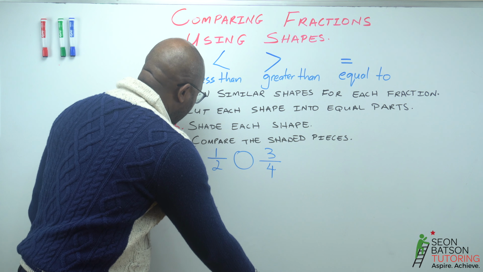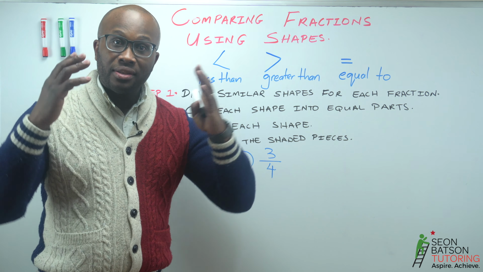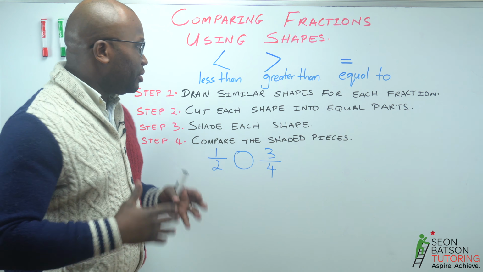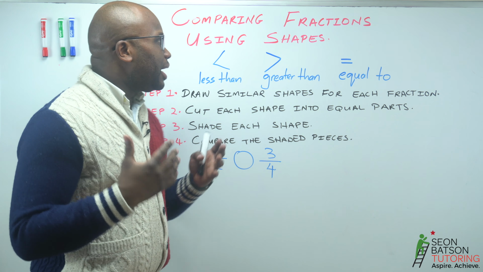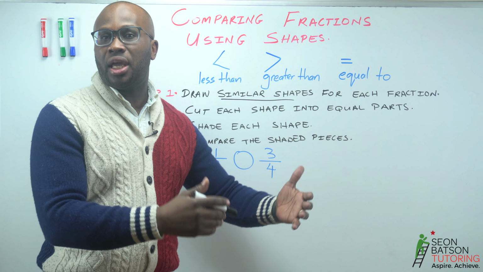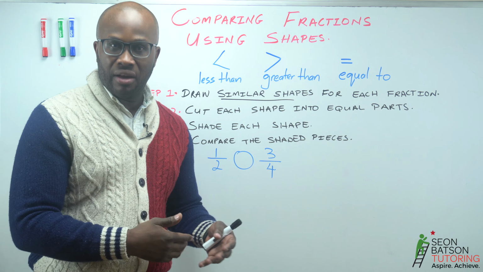Now, I am going to teach you 4 very simple steps that you can use to help master this concept of comparing fractions using shapes. Here are the steps. Step 1, we will draw similar shapes for each fraction. Now this is very important. The shapes that we will draw for each fraction must be the same size. Second step, we will cut each shape into equal parts. The denominator of each fraction will tell us how many parts each shape should have.